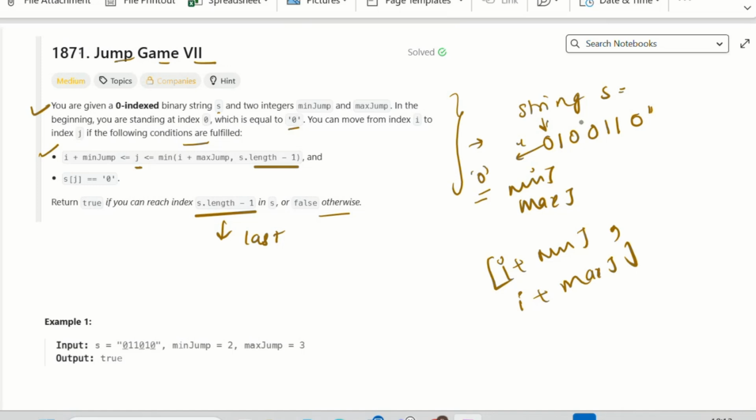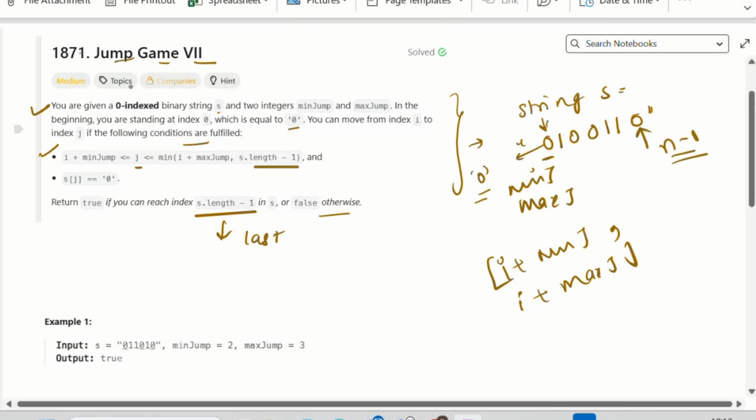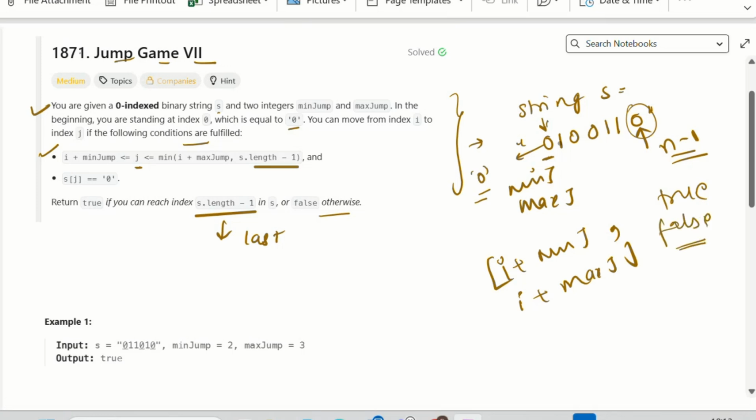We can jump from this particular ith index, and we need to reach this n minus 1th index. So the problem is asking if we are able to reach this last index, then we can return true. Otherwise, we need to return false. And one more thing: if we are jumping from some ith index to some jth index, the value at that jth index should be 0 only, and it should lie in the range i plus minJump, comma, i plus maxJump.